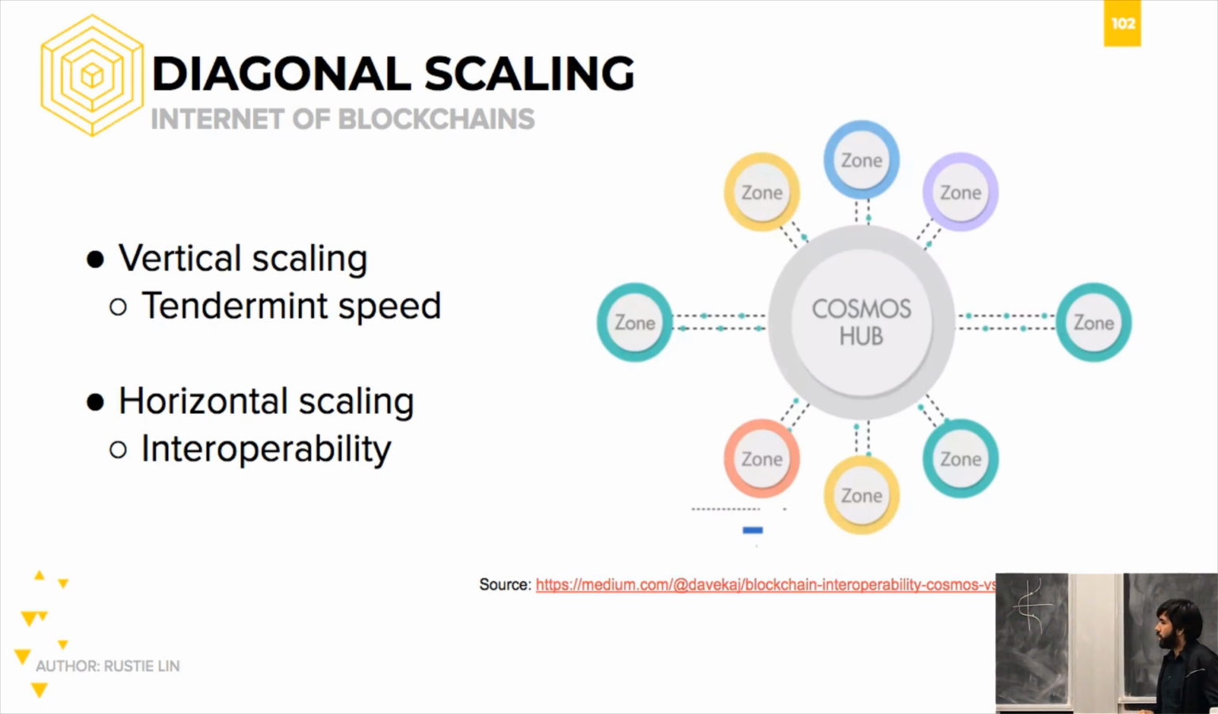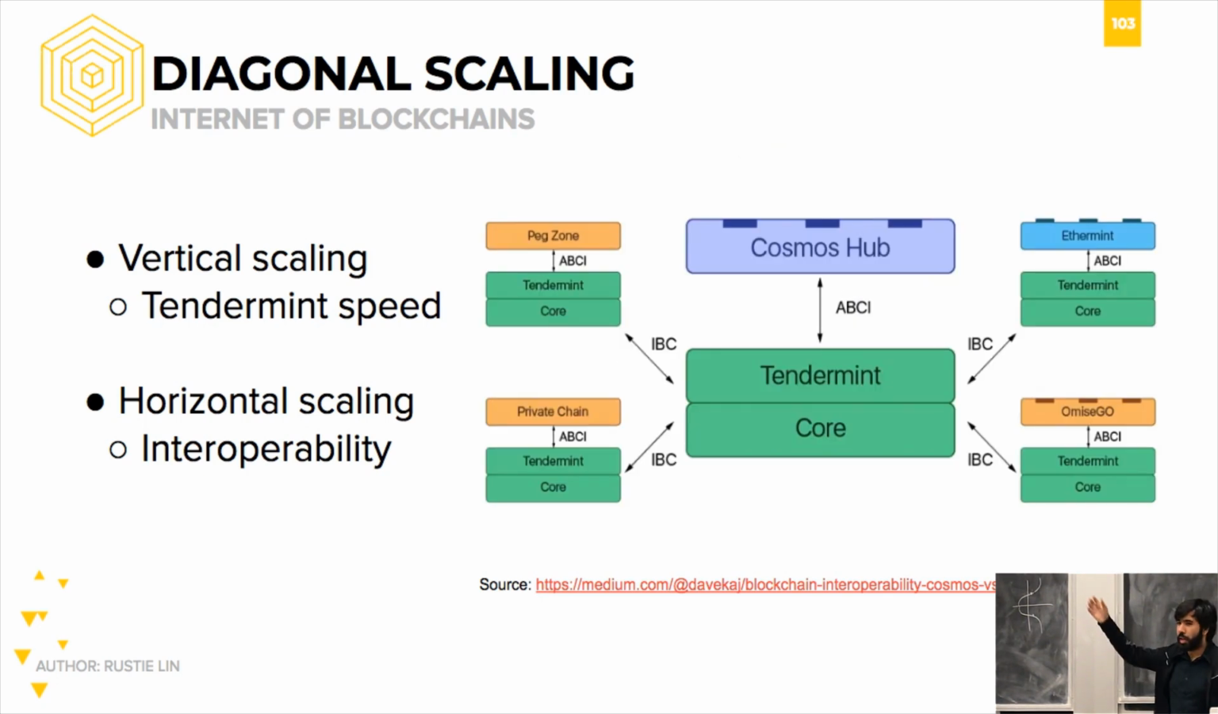So vertical scaling, the speed of the consensus algorithm Tendermint, is what provides vertical scaling, and horizontal scaling is brought by the interoperability of all these different subnetworks together. So each zone can process transactions individually, and whenever they want to exchange information between each other, they'll go through the hub in order to send that information. All right, so this is a more complex way to show what I just described, if you like that.